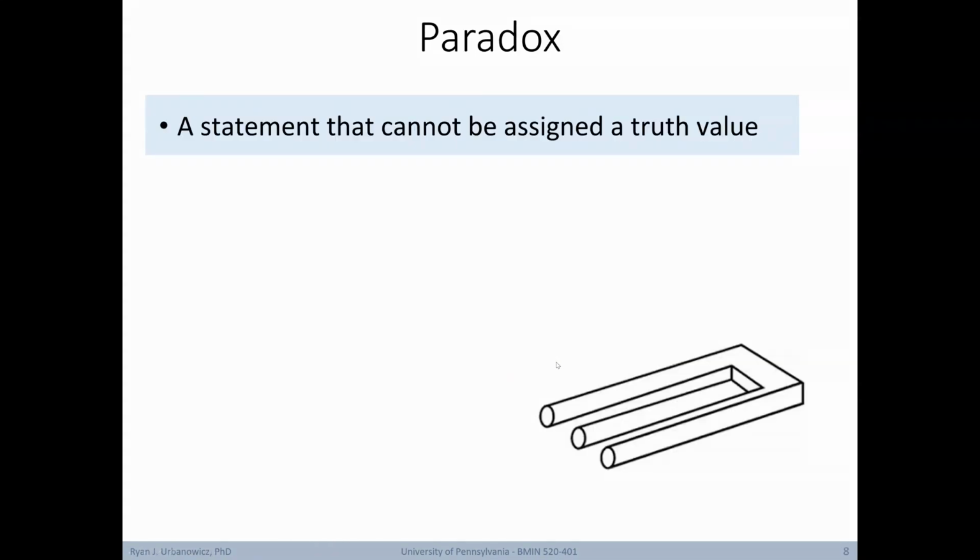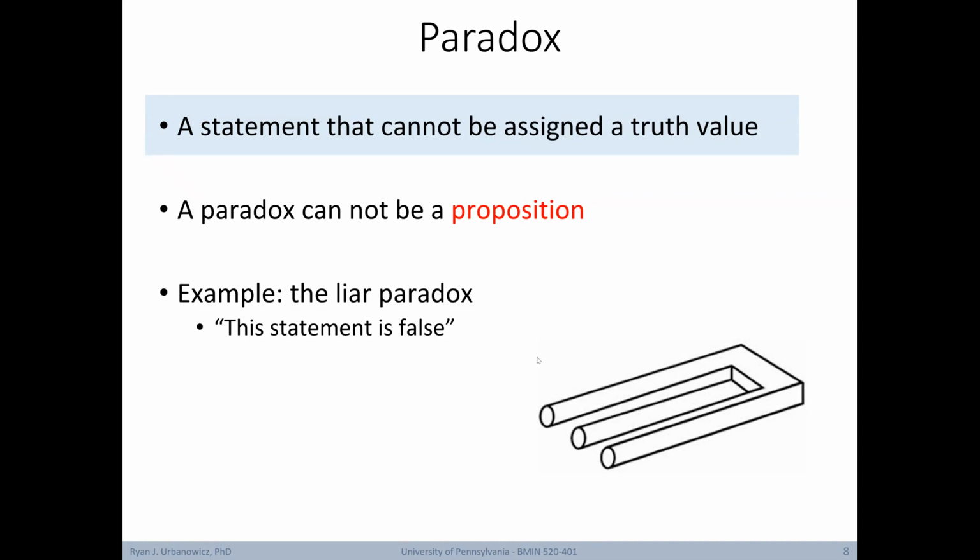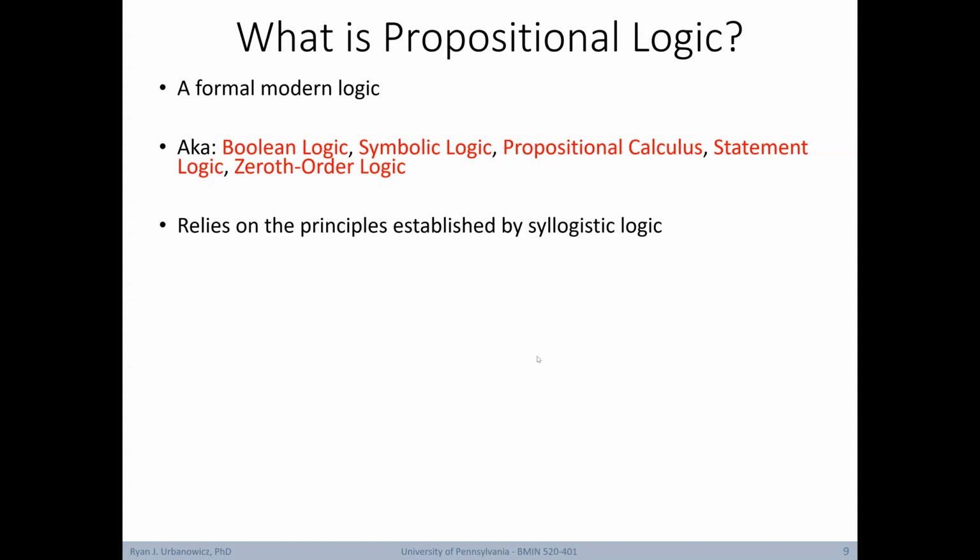Now let's define a paradox. It's a statement that cannot be assigned a truth value. Therefore, a paradox cannot be a proposition. Here's an example, also referred to as the liar paradox. This statement is false. Think about that statement for a second and you'll realize that it can neither be true or false. So now let's define propositional logic.